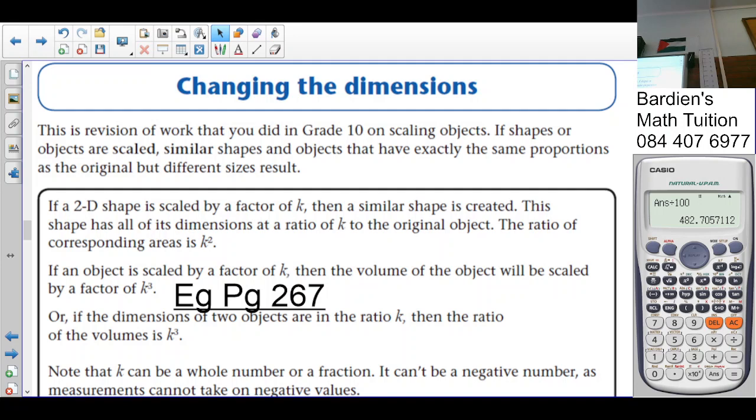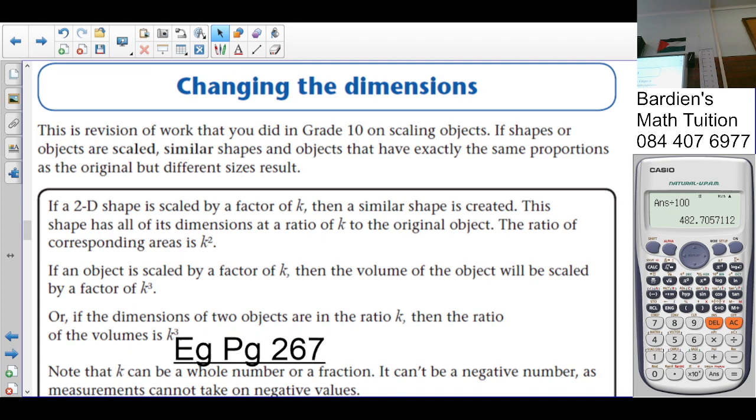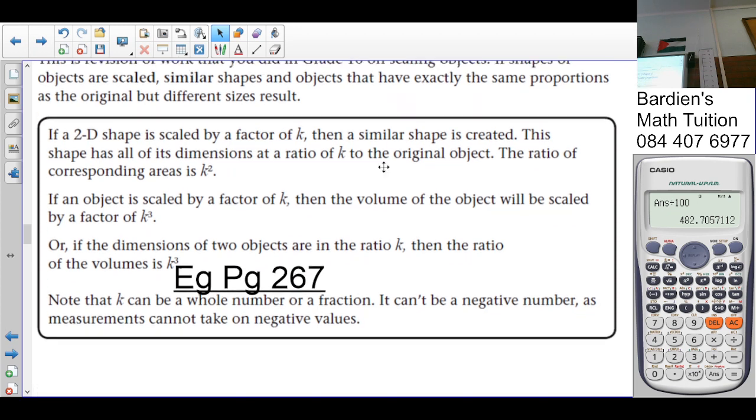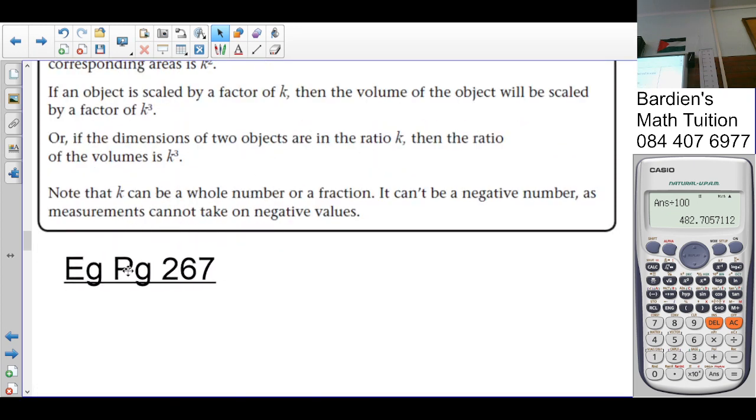Or if the dimensions of two objects are scaled in the same ratio k, then the ratio would be k cubed. Okay. Note that k can be a whole number or a fraction. It can't be negative numbers, as the measurements cannot take on negative values.